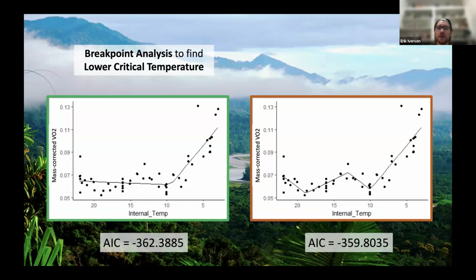And because these are endotherms, we expect that as it gets colder, moving from left to right over the course of the night, we're going to see that their consumption of oxygen is going to increase. And at a certain point, we're going to see a break in that graph. And we can use AIC to determine where that break point should be. And we call that the lower critical temperature, which is where these endotherms start to increase their respiration.